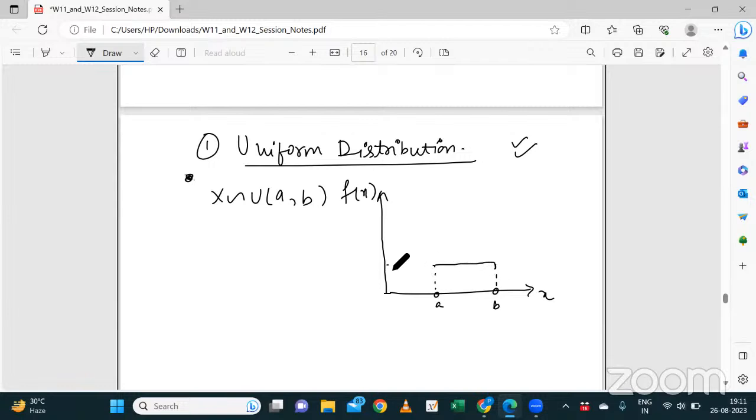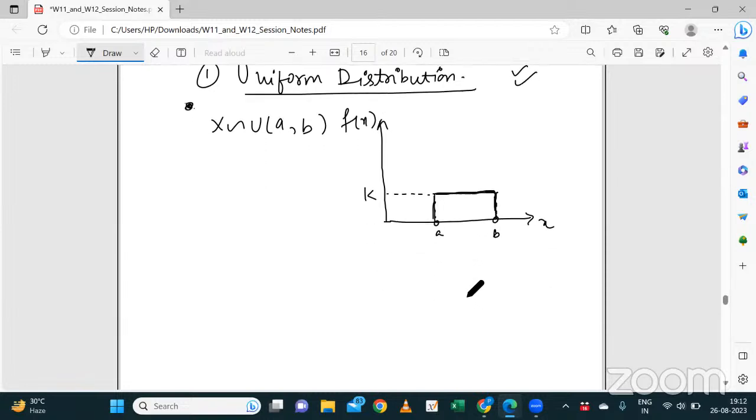Correct? Yes. Suppose this is nothing but what I'm denoting as K. I don't know what K is, but let's just assume. This is the uniformity case, right? The area of this curve, from here to here, is taking value K. That means it will take a uniform value. Now there are two ways to find the value of K. What is the first thing? How can you find the value of K?